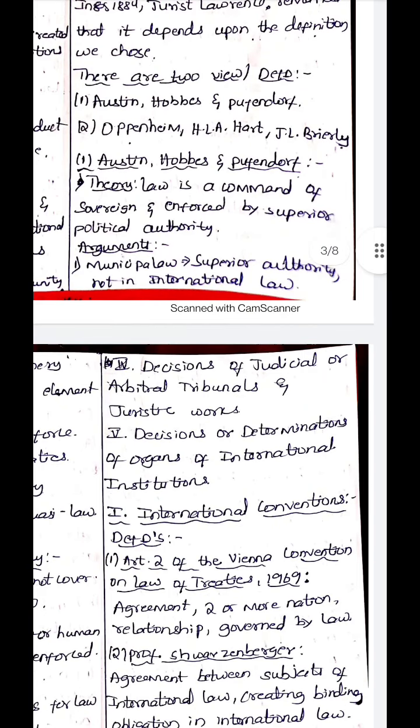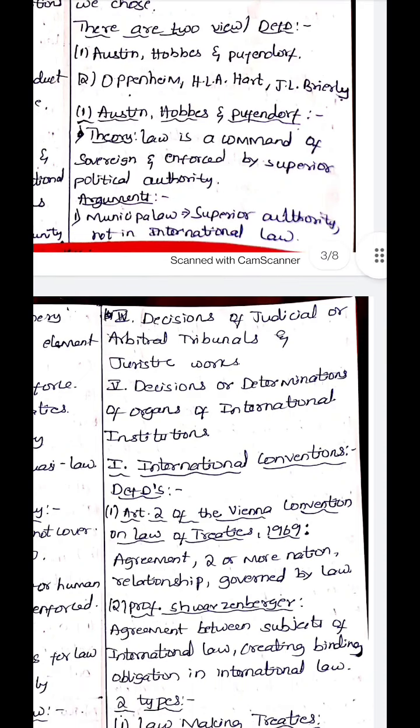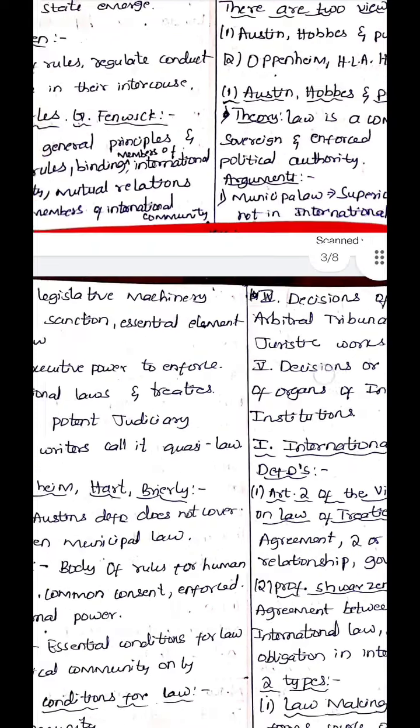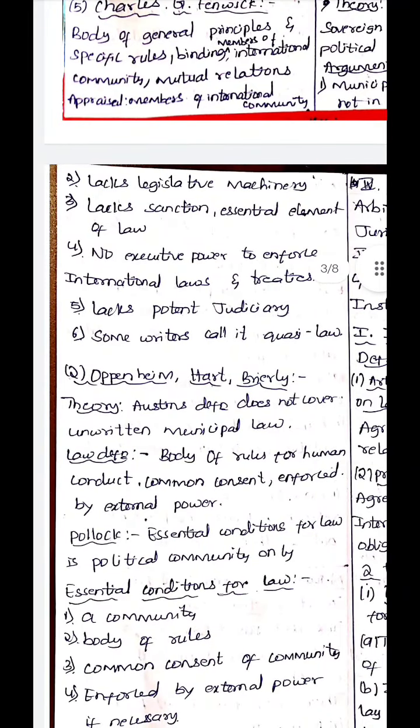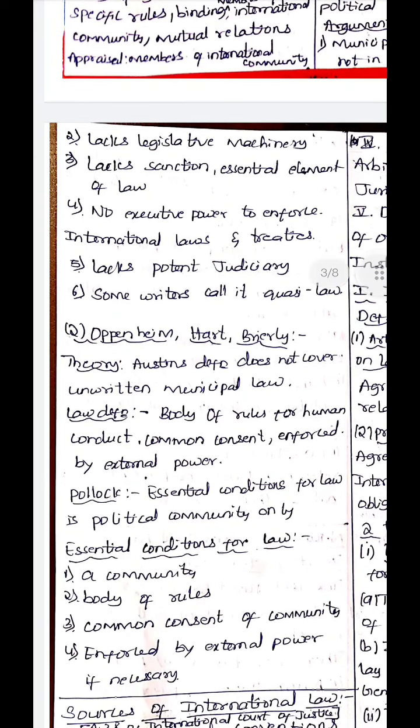What Austin says is that his theory is that law is the command of the sovereign and it is enforced by a superior political authority. Arguments: he says that municipal law has a superior authority which regulates it, but international law does not have any superior authority. His next argument is that international law lacks a legislative machinery. There is no legislation in international law, and international law lacks sanction, an essential element of law.